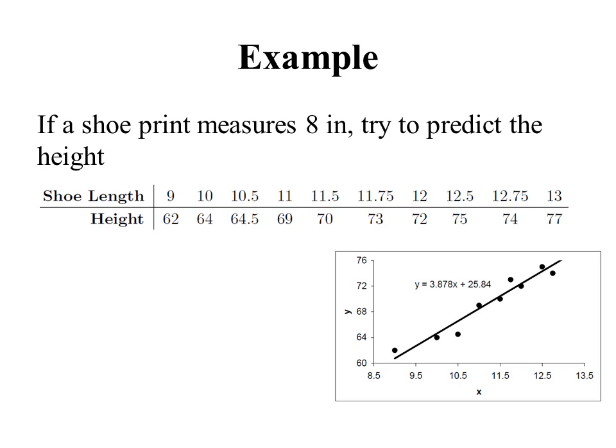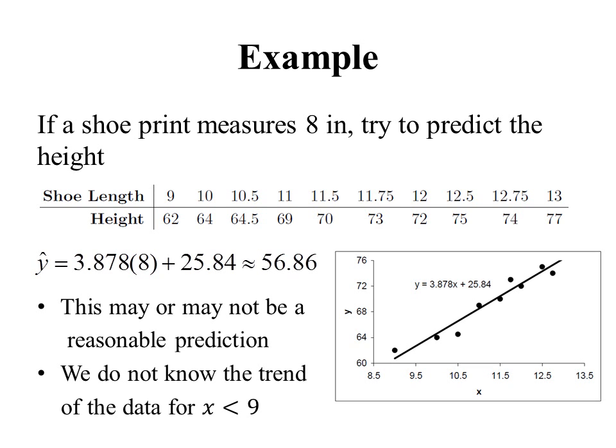Now, we could certainly plug in 8 to our regression equation. Take the slope times 8 plus that, and we get 56.86. That's easy to do. However, that prediction may or may not be reasonable, because we don't know the trend of our data for x less than 9, nor do we know the trend for x greater than 13.